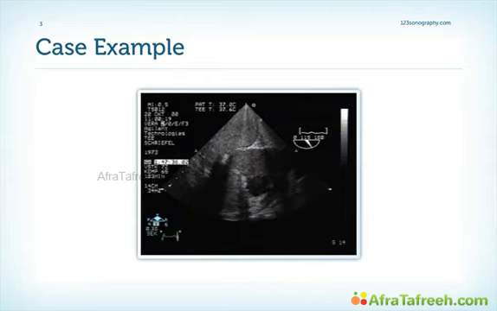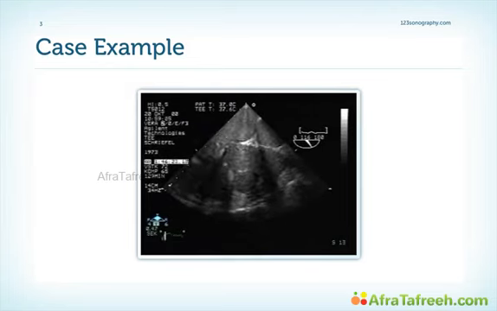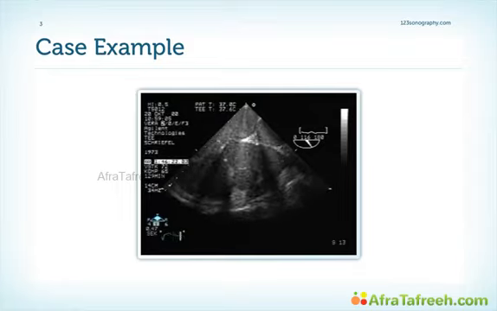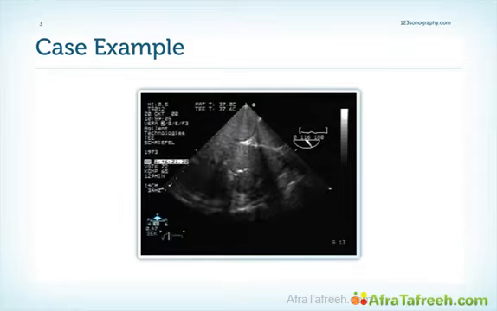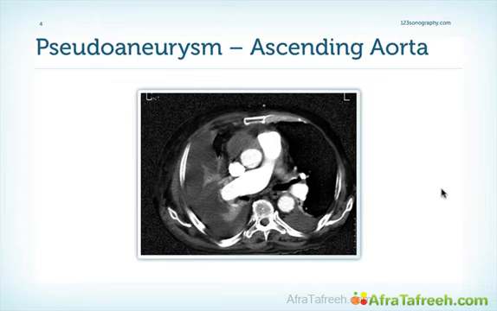To further confirm this, we also performed a contrast study with a contrast agent which opacifies the left heart. And here you can see that there is flow from the ascending aorta into this cavity. The cavity slowly started to opacify. So this documented that this must be some form of pseudoaneurysm of the ascending aorta. To further confirm this finding, we also performed a CT. And here you can see the cavity, the pseudoaneurysm, right adjacent to the ascending aorta.